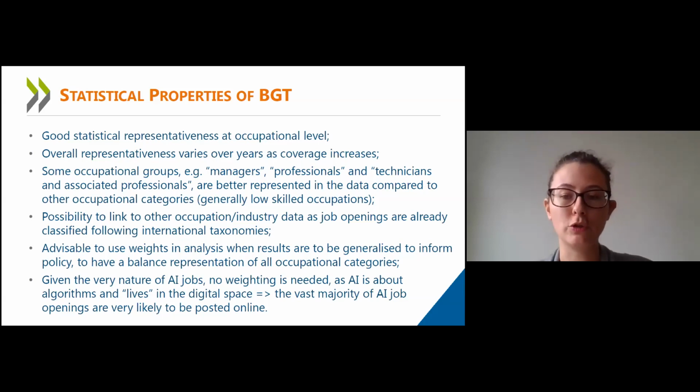And having said that, for the kind of work that we are doing right now and the results that I'm going to show you, we basically, and I think we can all agree on that, think that AI really lives in a digital space. And therefore we are quite confident that actually all the job postings that we are particularly interested in are posted online and therefore are covered in the data set. And so for the ongoing work, we actually refrain from using these kind of weights. Next slide, please.